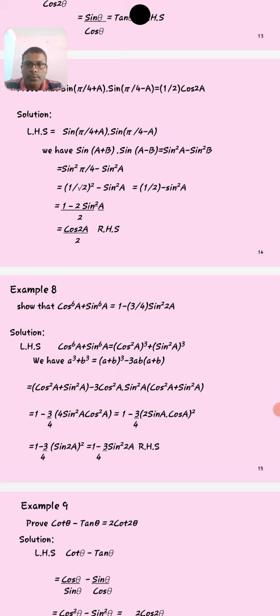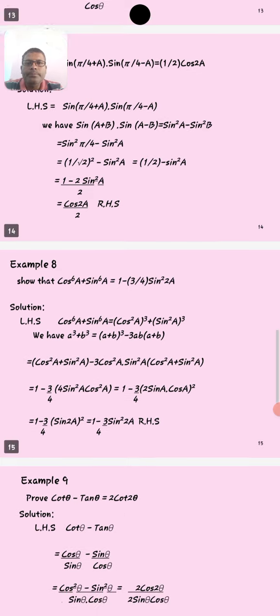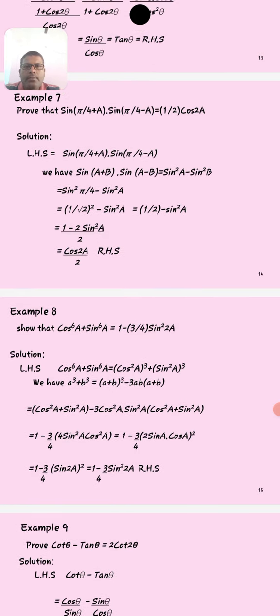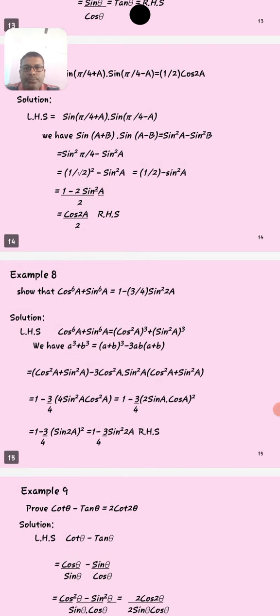That is the proof. Just remember this one: the formula of sin of a plus b into sin of a minus b, that is sin square a minus sin square b, you have to apply. Then the value of sin pi by 4 is equal to 1 by root 2. Substitute it and the whole square will give 1 by 2 minus sin square a, and we simplify to cos 2a by 2.